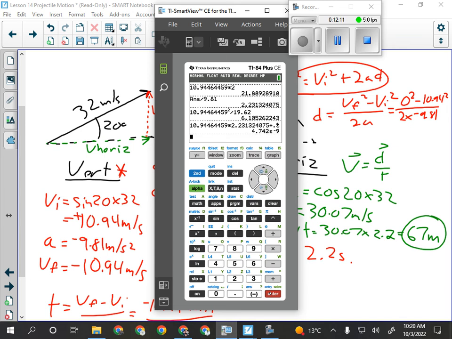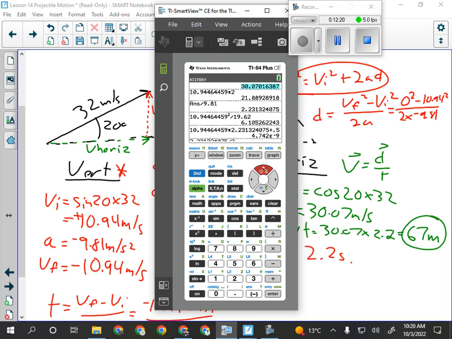But if we did it right, so I took that number and divided it by 2, and then try this all over again, I will get the right answer.